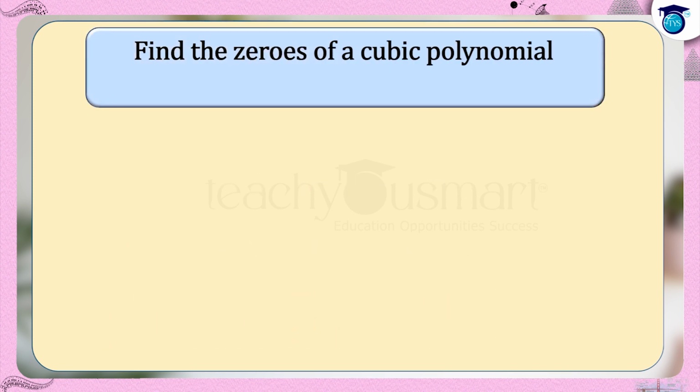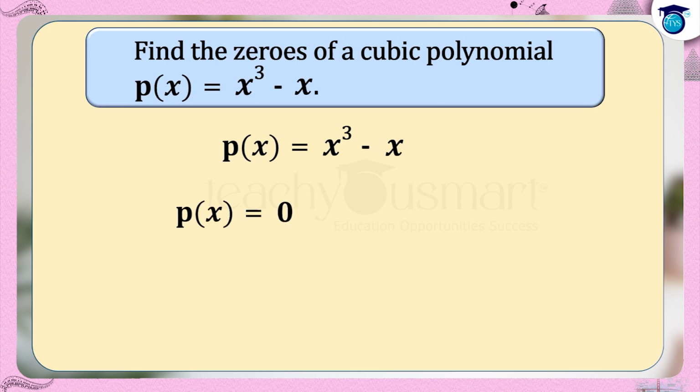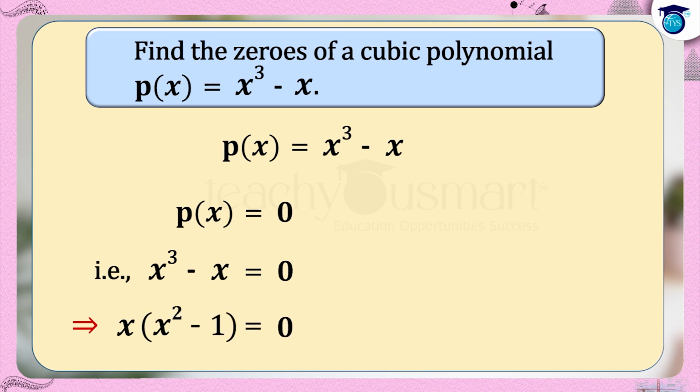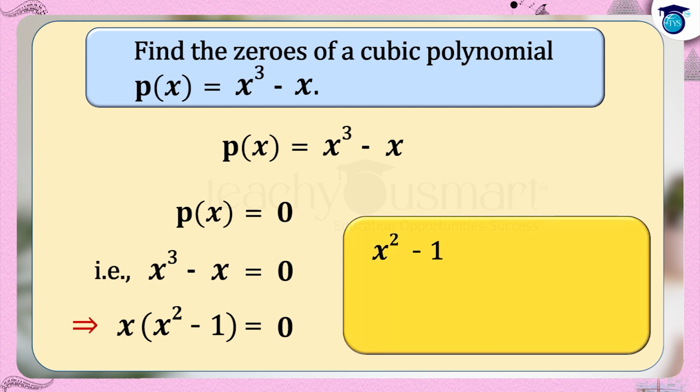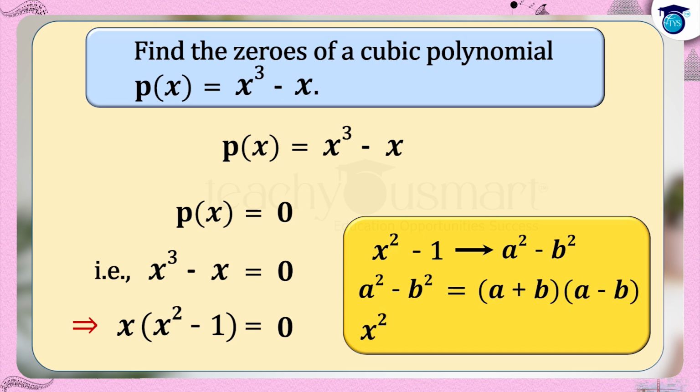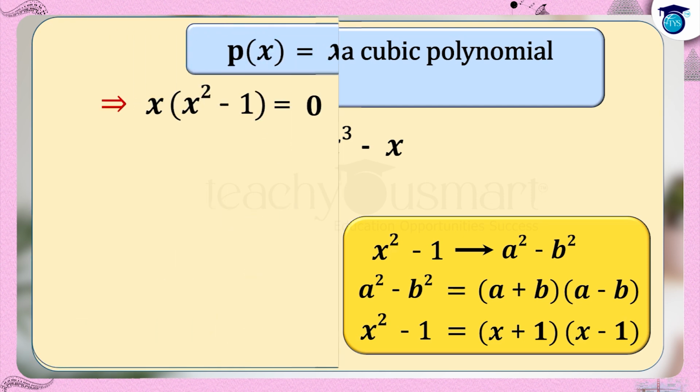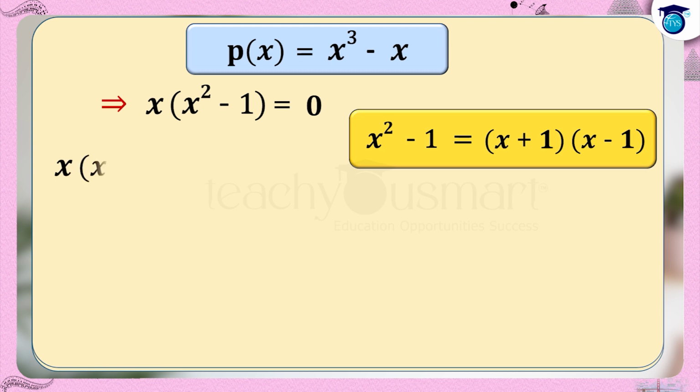Similarly, find the zeros of a cubic polynomial, p of x equals x cubed minus x. To find the zero of p of x, equate p of x to 0. That is, x cubed minus x equals 0, which implies x multiplied by x squared minus 1 equals 0. Since x squared minus 1 is of the form a squared minus b squared, we get the factors as a plus b multiplied by a minus b. That is, x squared minus 1 equals x plus 1 multiplied by x minus 1. Therefore, we can write it as x multiplied by x plus 1 multiplied by x minus 1 equals 0.